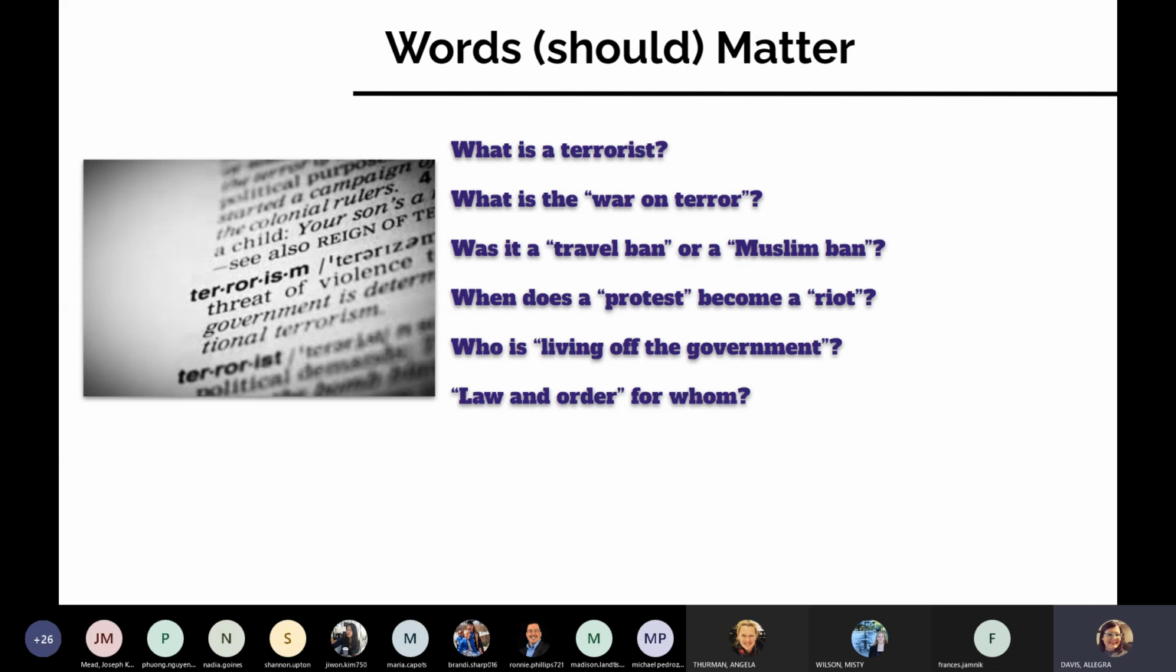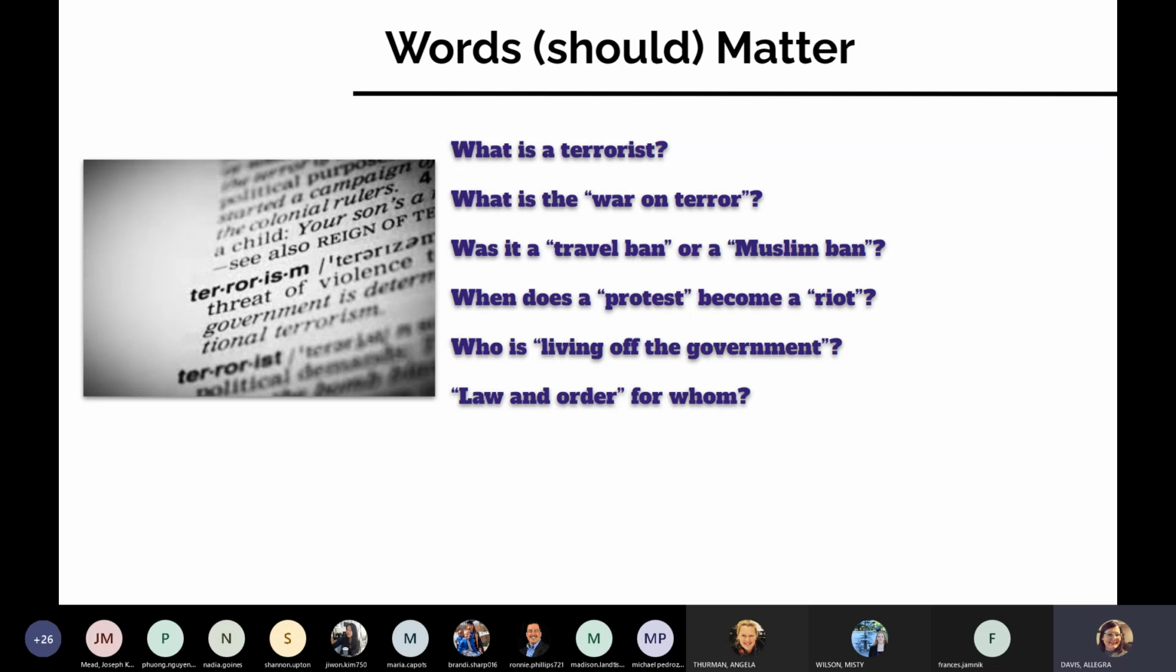The phrase war on terror, right? Doesn't have an objective meaning, but it has very strong associations. When our president initiated a travel ban, a lot of people called it a Muslim ban. Those have two very different meanings, but they refer to the same thing. It's based on who you're listening to and what you believe and where you align your values and what you're prioritizing.